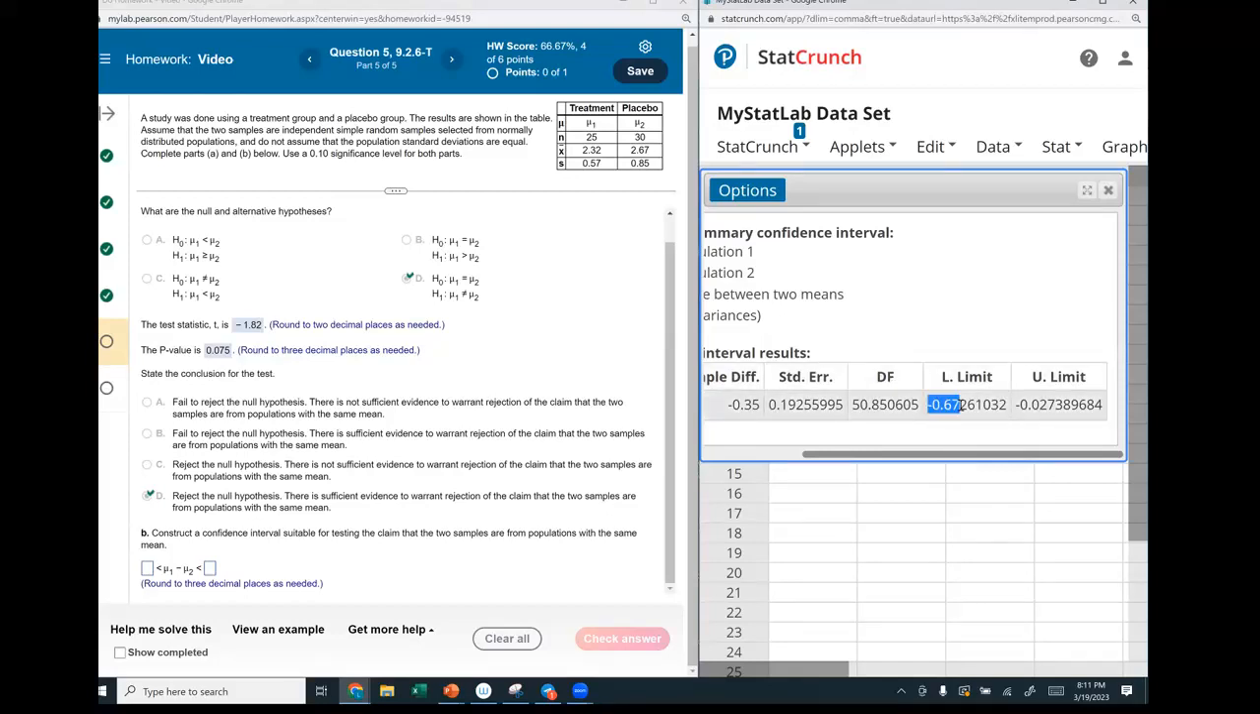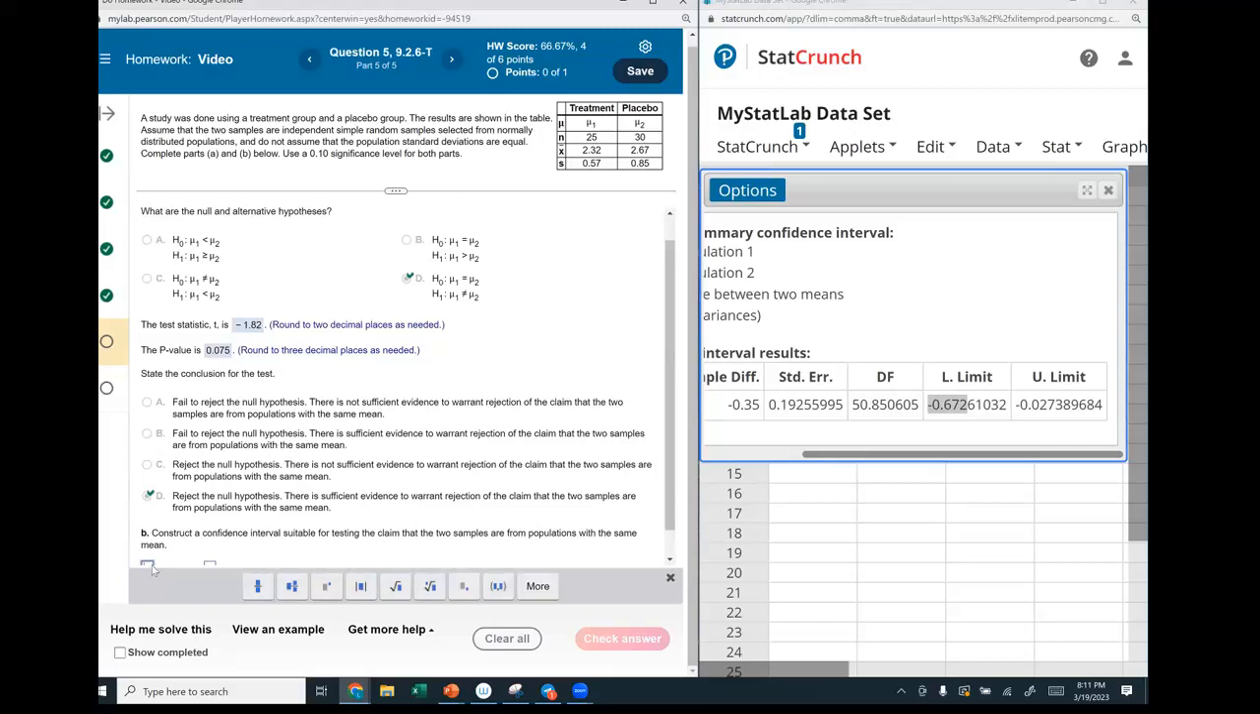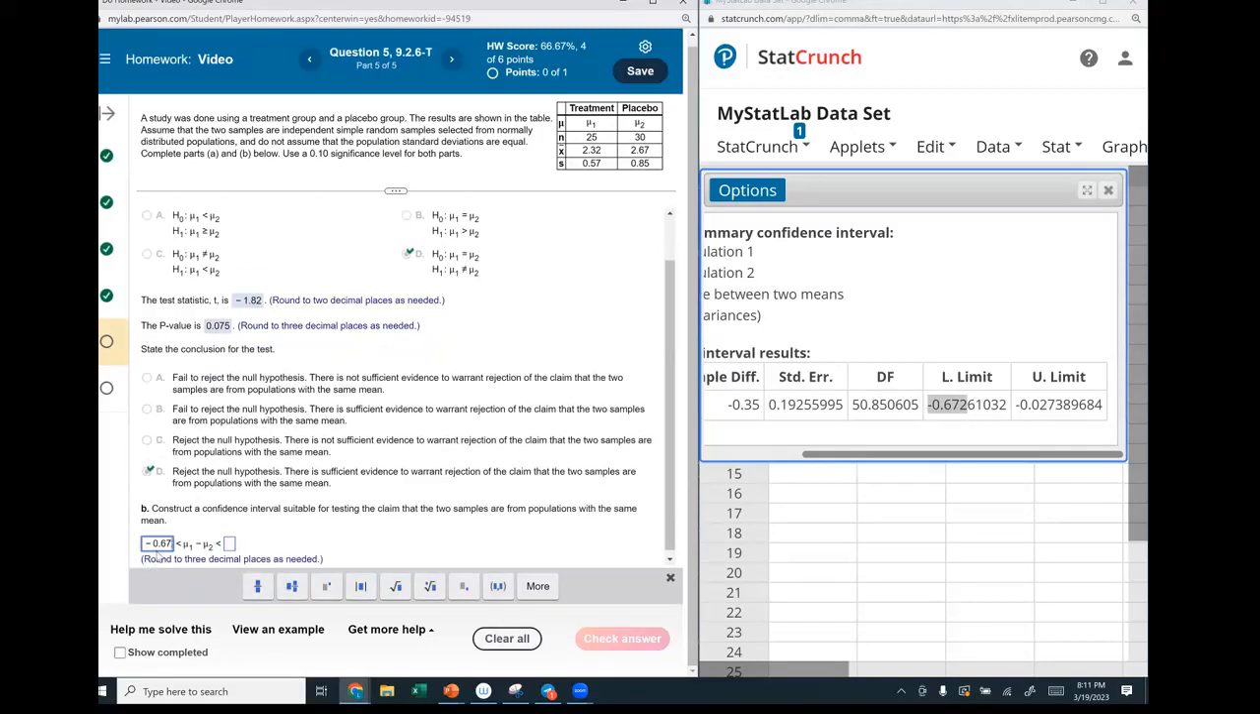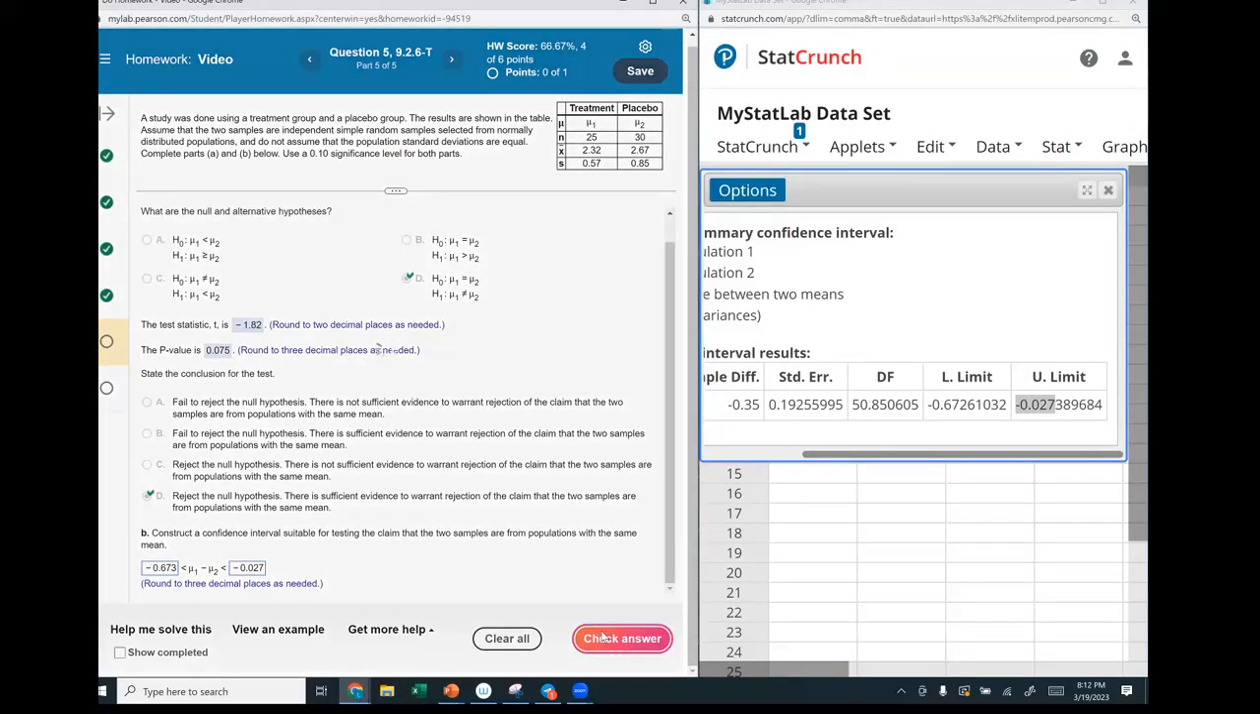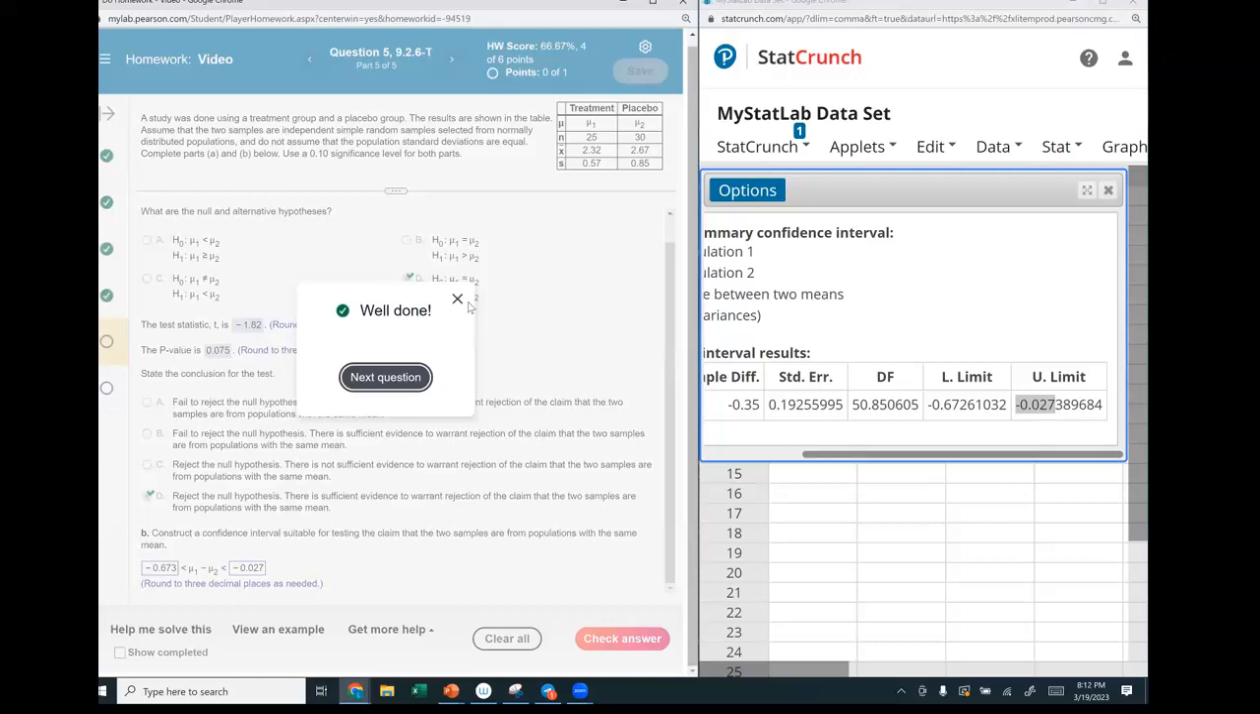this is our lower limit to 3 decimal places. That last number is going to be a 3. And my upper limit, 2, 3, that stays the way it is. And check answer. Very good.